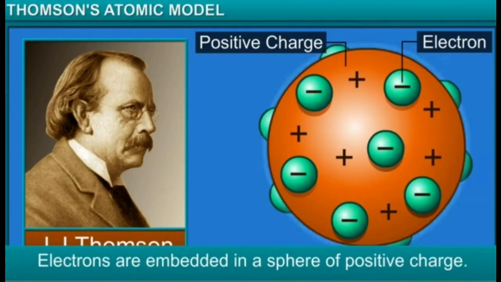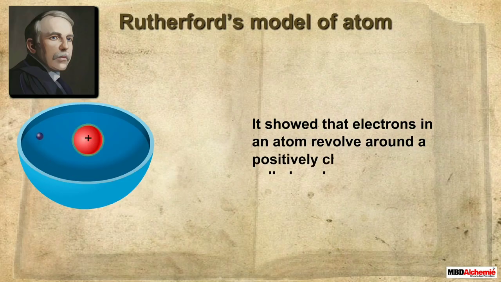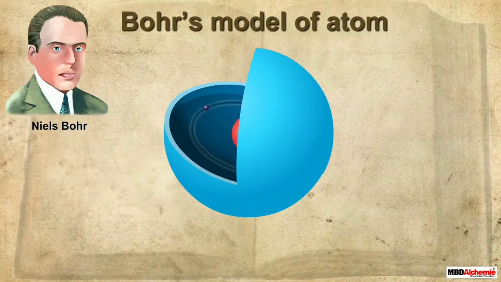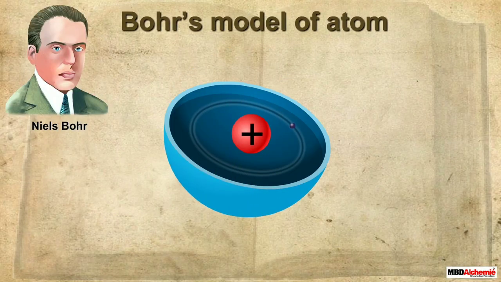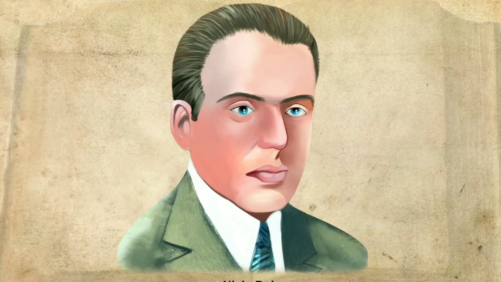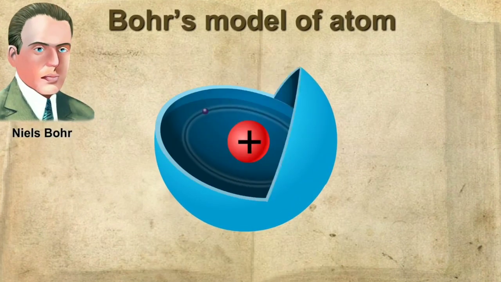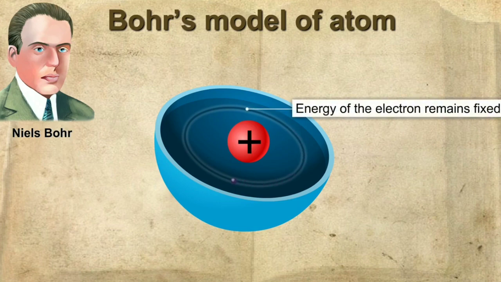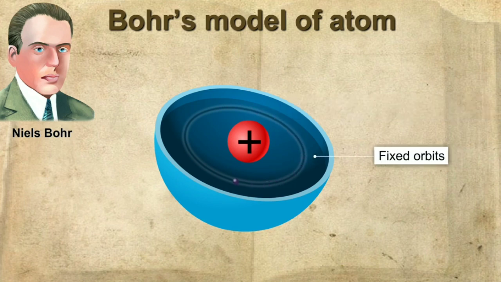Different models are proposed for explaining the structure of atom: Thomson's atom model, Rutherford's atom model, Bohr atom model, etc. In this chapter, we will study about Bohr's atom model. According to Niels Bohr, electrons are revolving around the nucleus, but their energy remains fixed. So, they are restricted to revolve around a particular orbit.